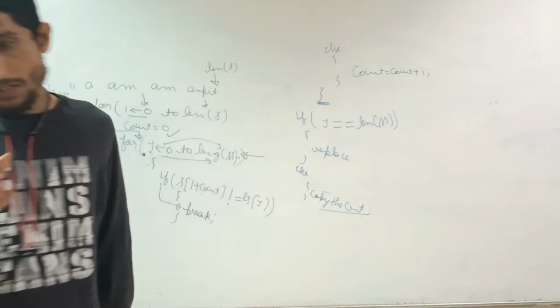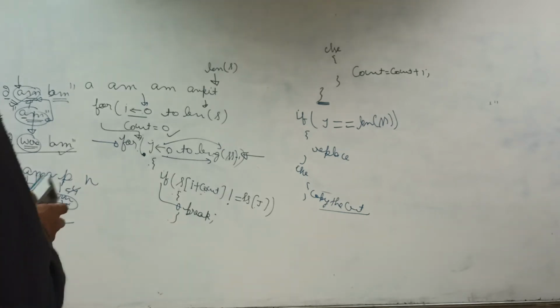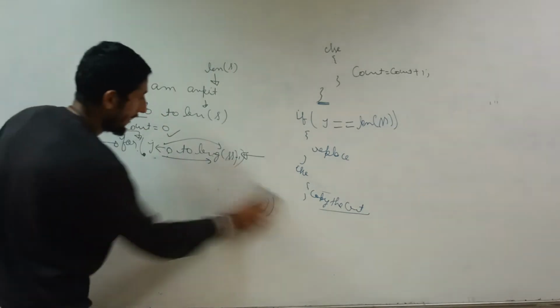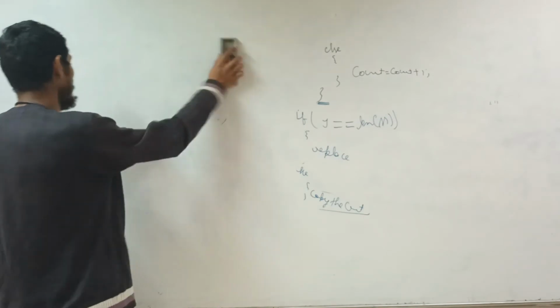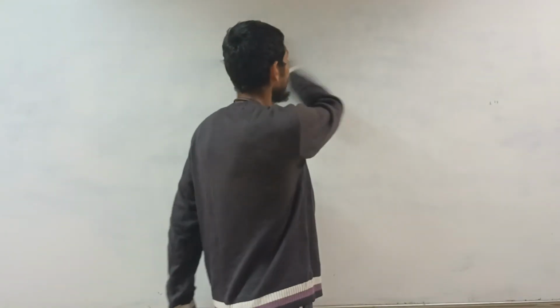Again, let me explain what the question and the answer are. A string is given to you. So what you have to do? First of all, you have to apply the loop from 0 to the length of the main string. Then for checking purposes, you have to take one more loop from 0 to the length of the second string. Okay, so let me design the program for you.